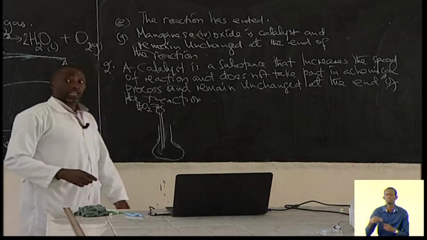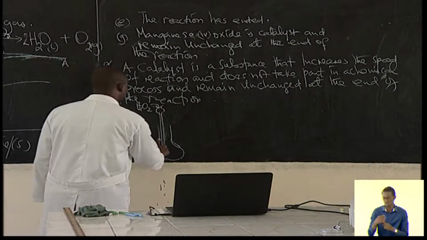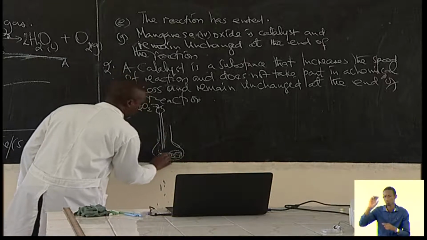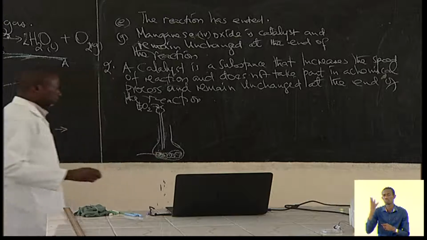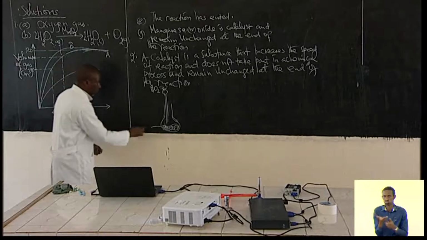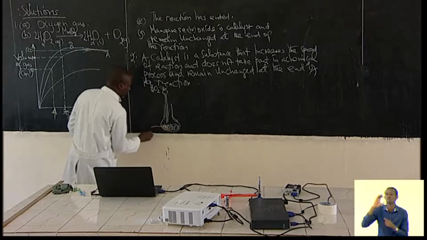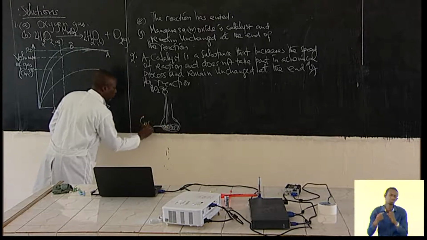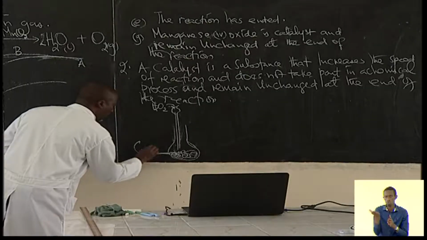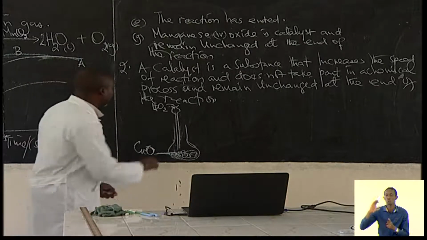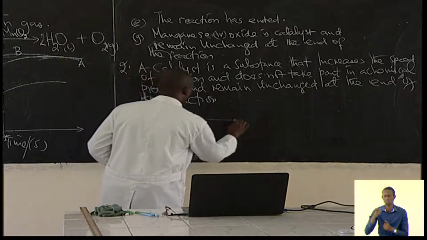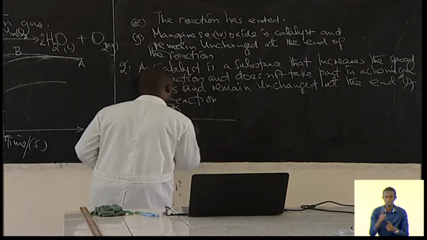What else do you need? So in here you have copper II oxide. I always, because manganese IV oxide is the most common one, tend to forget. So this is copper II oxide, we said this is a catalyst, and you are adding hydrogen peroxide. So what happens? You collect the gas.